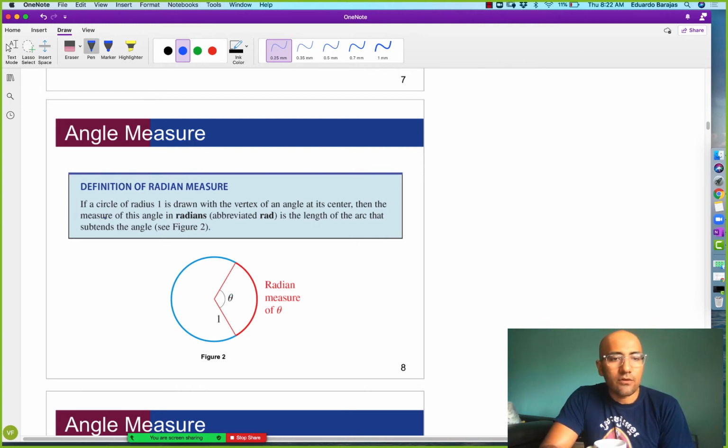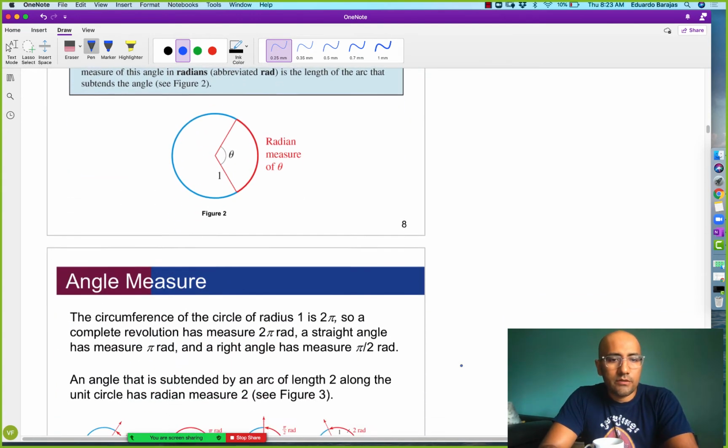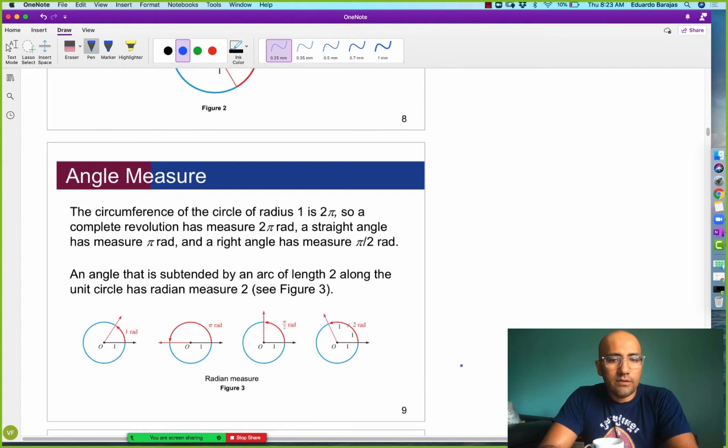So in a unit circle, radius 1 drawn with the vertex of an angle in its center, the measure of the angle in radians is the length of the arc that subtends the angle. Subtends, that's the word I was looking for. So if we measure this distance around here, then we define this theta to be that distance. Questions? So a radian is a distance around the unit circle. Questions?